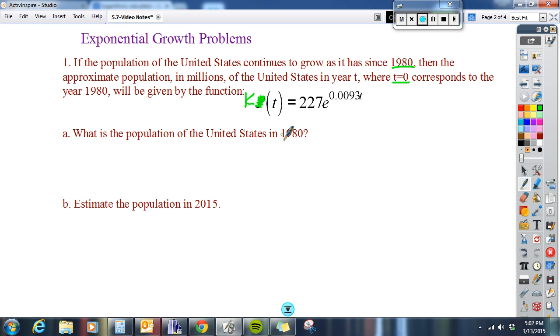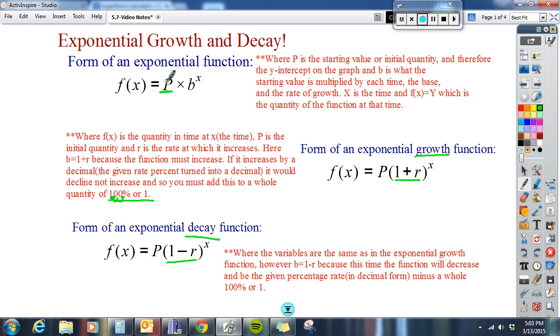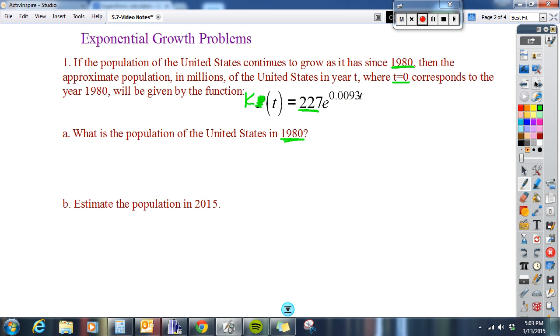Alright, so what is the population of the United States in 1980? Okay, well 1980 is our initial year, right? This whole function is talking about population. At this year 1980, which is 0 really, if I plugged in a 0 here, I get an exponent of 0. This turns into a 1. But also we know that this value is the same as this value p, because it's outside of the base. So this is my initial value, which is 227 million. That's where it starts, because this is the number outside the base that's multiplied by it.